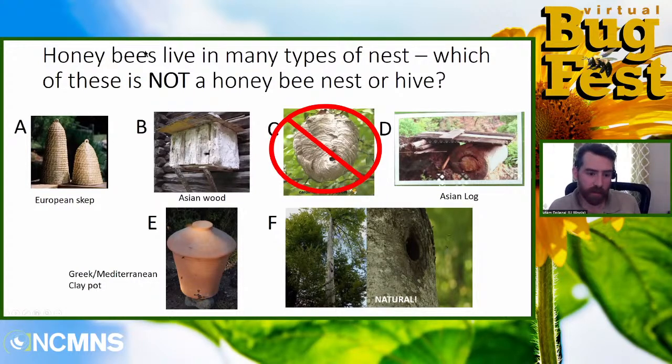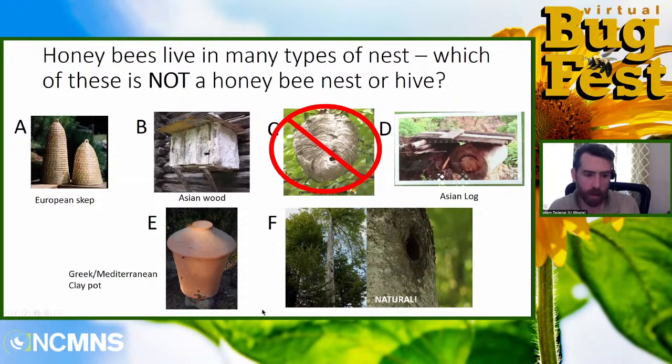The first is a basket. They're called skep hives, traditional European method. In Asia, these are actually a photo I took in Asia. It looks like, I thought, a window unit air conditioner, but it's a very kind of easily made bark hive. A hollowed log is a common system also still found in Asia. The ancient Greeks and Romans used clay pots to keep bees in. And of course, this is what a colony looks like in nature.